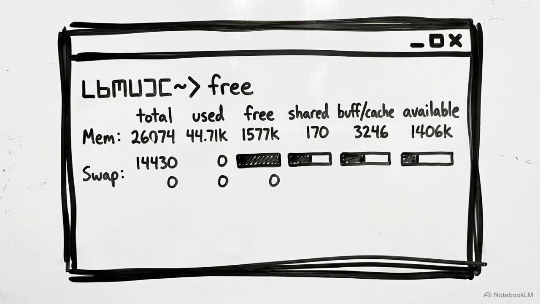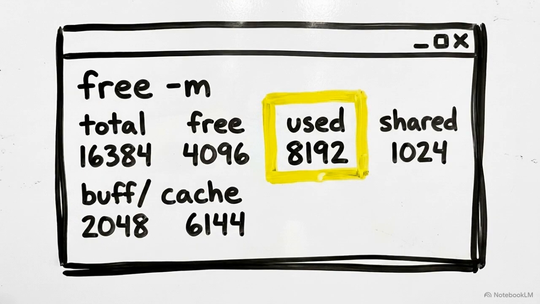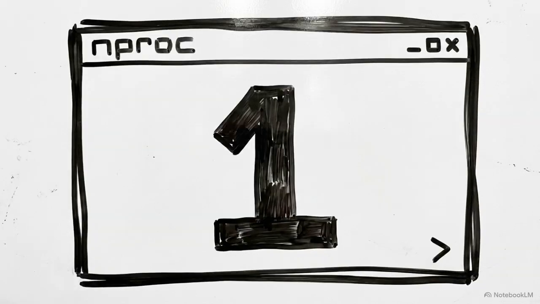This terminal mockup shows the free command, used to check your system's RAM. By adding the -m flag, you force the system to display data in megabytes, and the highlight shows exactly how much memory is currently available. Next, running the nproc command will immediately print the total number of processing units available to the machine.